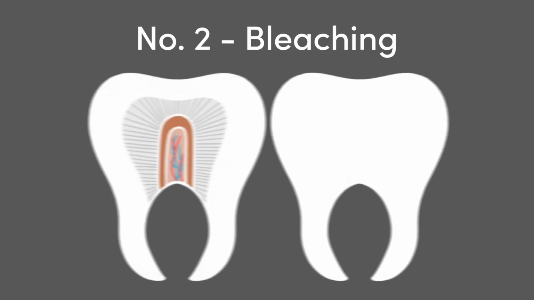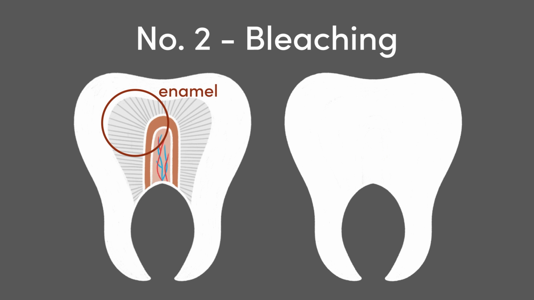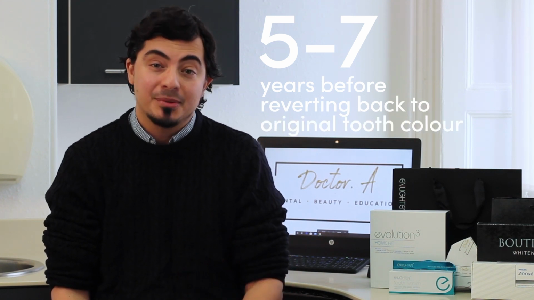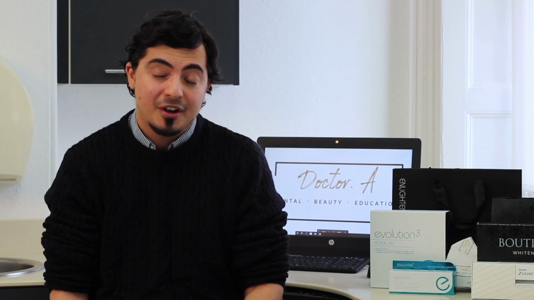So bleaching is the process where we actually penetrate into the enamel and the dentine and break down those staining molecules that are actually inside the tooth structure to change the colour of the tooth from the inside. The reason this is important is it's much, much more long-term, and that colour change will last a lot longer. And we're talking typically 5 to 7 years, if done well, before it reverts back to its original tooth colour. Obviously, it goes without saying, if we maintain it at that colour for as long as possible, then that colour will last pretty much a lifetime.